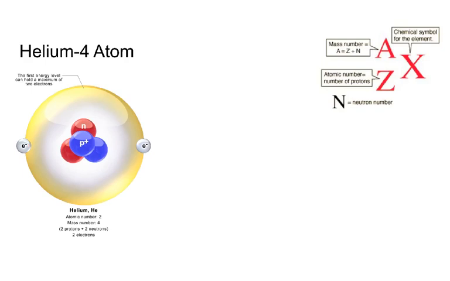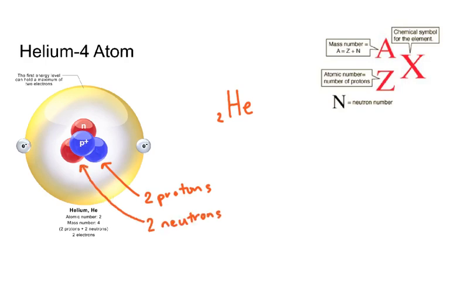For this helium atom, the mass is 4. That's why it's called Helium-4. This way of writing it is called hyphen notation. There are 2 protons in a helium atom. So when we write the isotope symbol, we need to put a 2 in the lower left corner. That's the atomic number. There are also 2 neutrons.